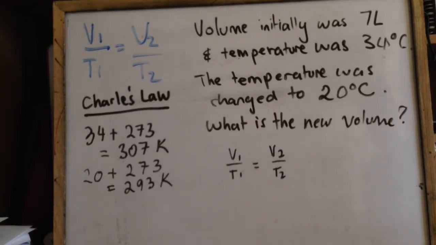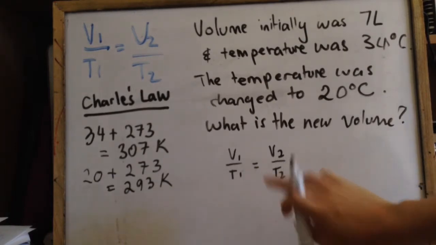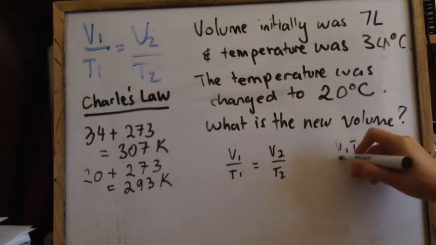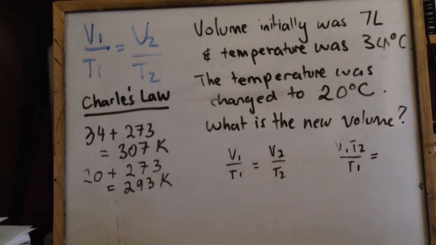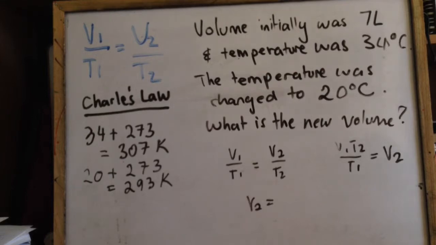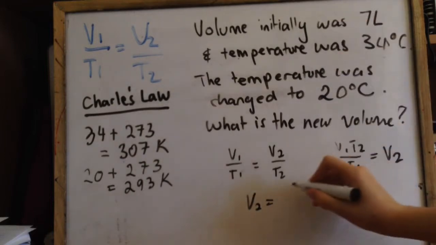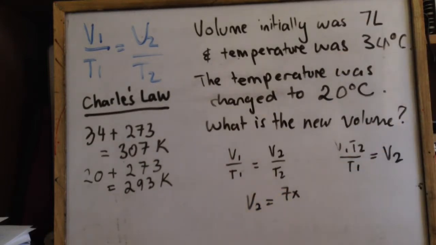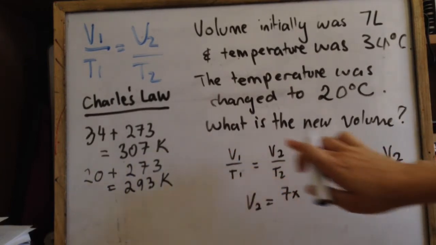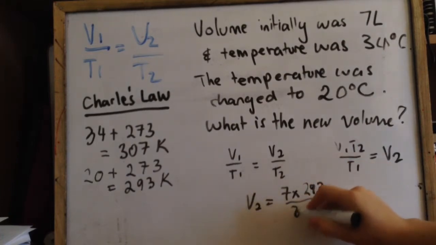So we're going to rearrange this equation because we want to find the new volume, volume 2, so we bring T2 up from the denominator on the right-hand side to the numerator on the left-hand side. And we get V1 times T2 on T1 equals V2. Then we substitute in our values. So V2 equals the initial volume, 7 litres, times our temperatures, which in this case, because we've moved up T2, is 293, all on 307.